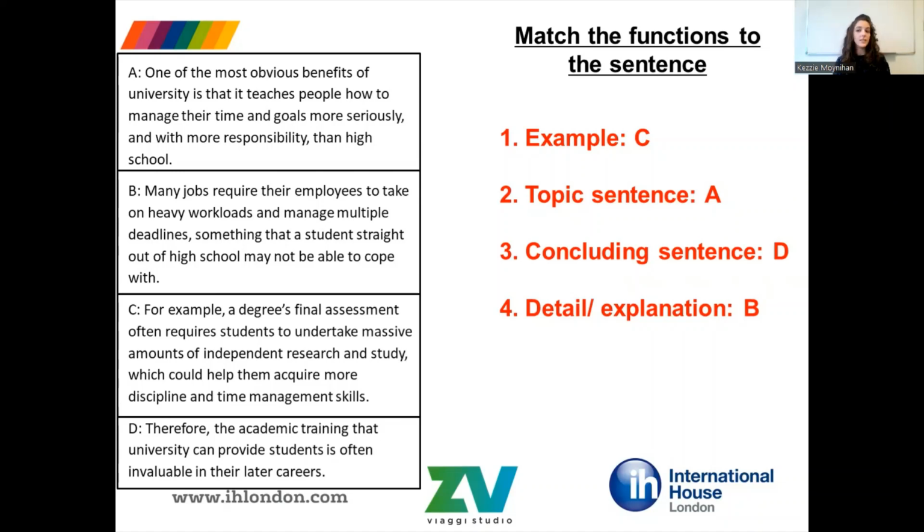Section B is the detail and explanation, which comes after the more general topic sentence. Here, the writer gives more information to the reader about the context of their argument. C, we can see is the example where the writer has provided a more tangible real-life example of the arguments they've made in A and B. And then D is the concluding sentence where the writer refers back to the question and demonstrates to the reader how each section has related to the task.